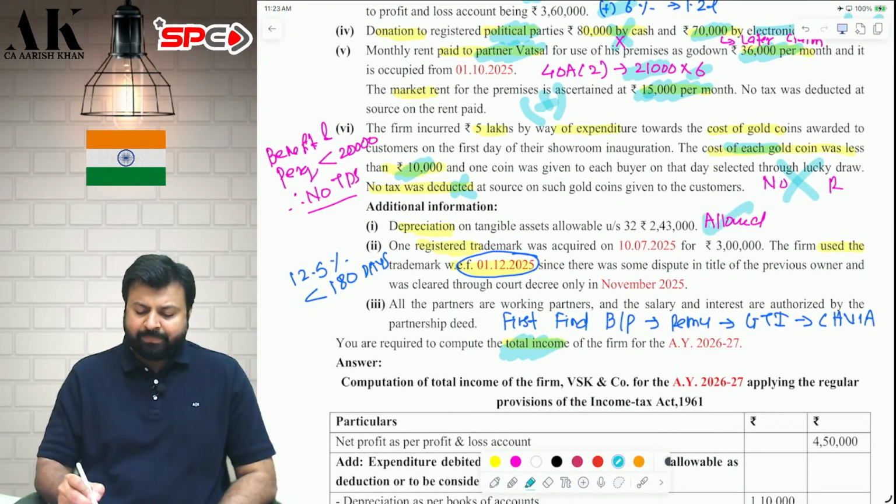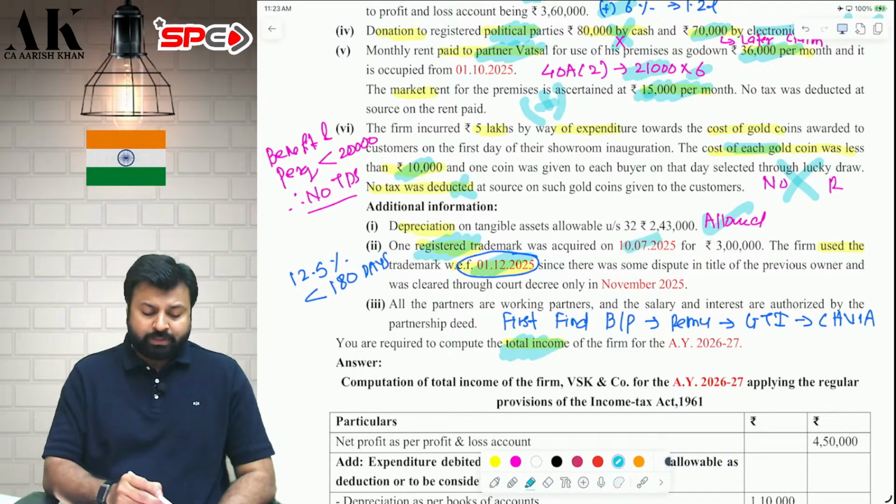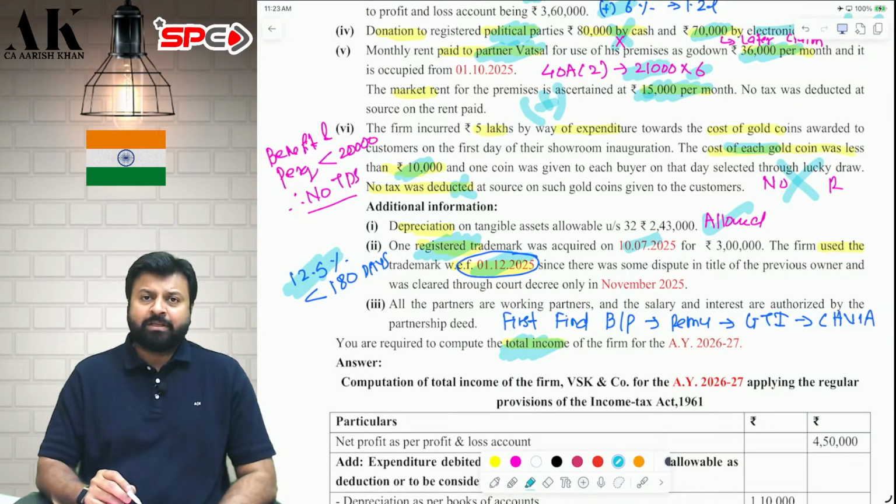Next, tangible assets depreciation under 32 you can claim. And last but not least, you have purchased some trademark in July, but you have put it to use in December. So you should claim 12.5% intangible asset depreciation, because the asset is put to use for less than 180 days. You can claim 12.5% depreciation.